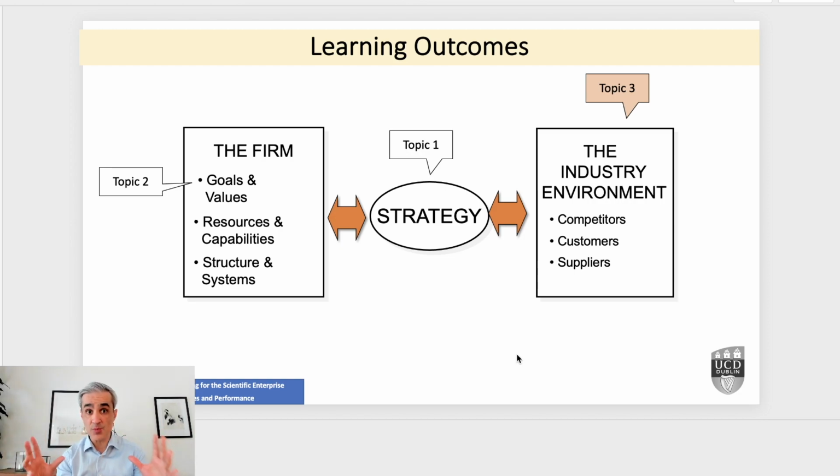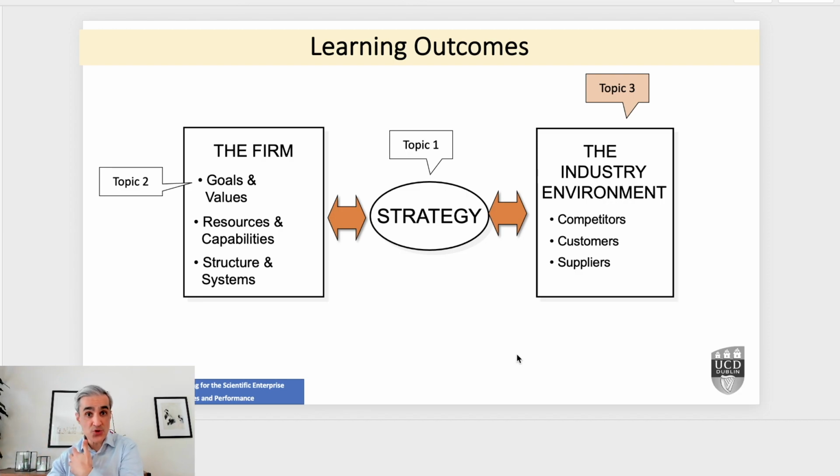So in this diagram, remember, we were saying that strategy is nothing else but connecting who you are, what you have, your product, connecting that with your industry, with your environment. So it's about finding a good fit between what you have to offer and your environment. And we covered in topic 2 the first element of the firm, of the internal side of things, of what you actually have. And we talked about goals and values. And today we're going to be talking about the industry environment.